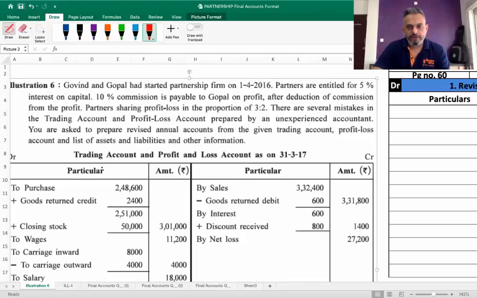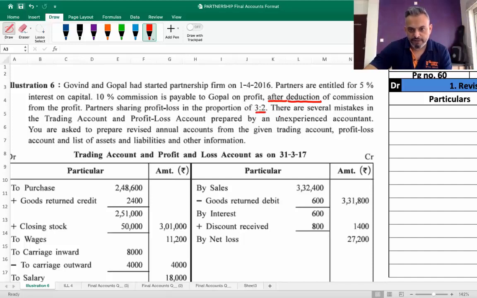Okay. Illustration 6. Govind and Gopal have started a partnership firm on 1/4/2016, meaning the firm is beginning. We are starting the partnership on 1/4/2016 this year itself. Partners are entitled to 5% interest on capital. 10% commission is payable to Gopal on profit, after deduction of commission from the profit. Partners share profit and loss in the proportion of 3:2.